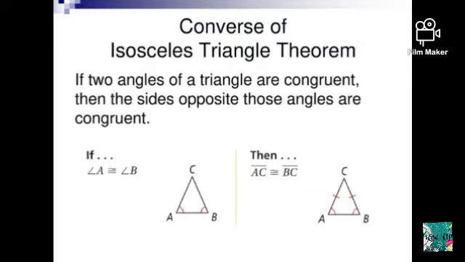Okay, the converse of the isosceles triangle theorem. What is the meaning of the word converse? Converse means the exact opposite of the theorem we already talked about. In the previous theorem I said that when two sides are equal in a triangle, the angles opposite those two sides automatically become equal. That is the theorem of the isosceles triangle.